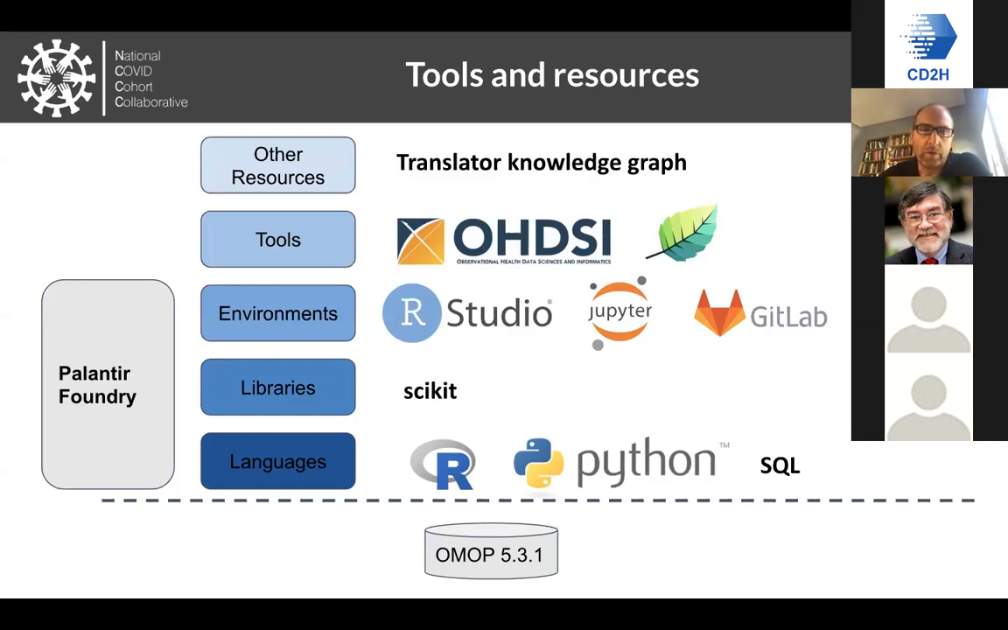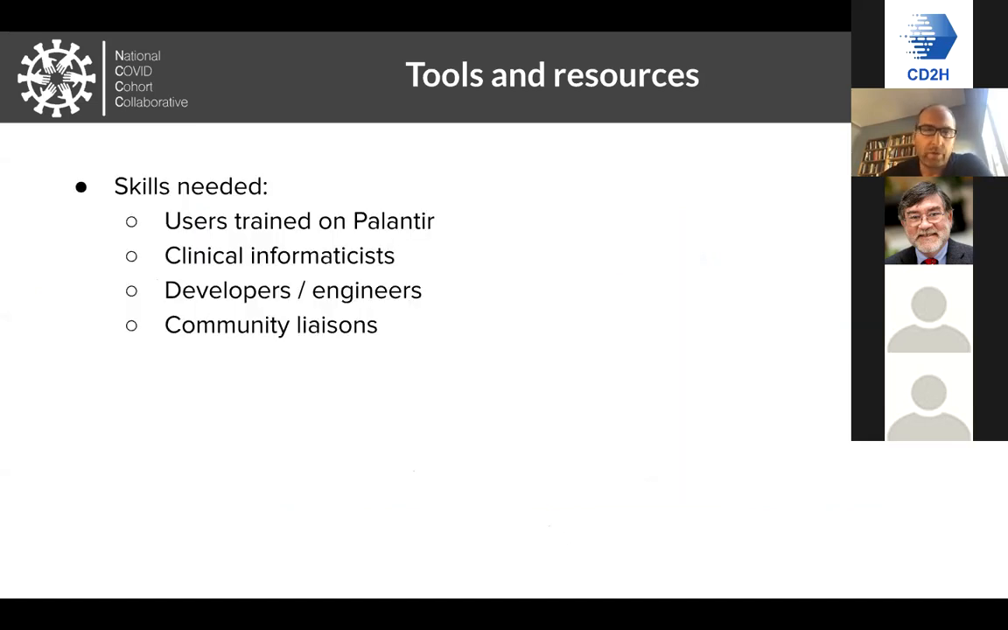And other resources, such as the translator knowledge graphs and other data resources that we want to make sure are integrated into this environment. And so that'll be the purview of the tools and resources sub-workstream. Again, knowledge of Palantir will be critical. We need clinical informaticists, developers, engineers, and community liaisons, for example, those who are working in the Odyssey community.